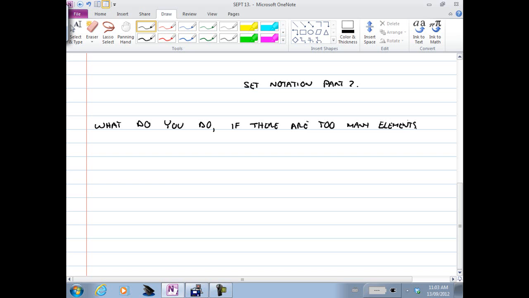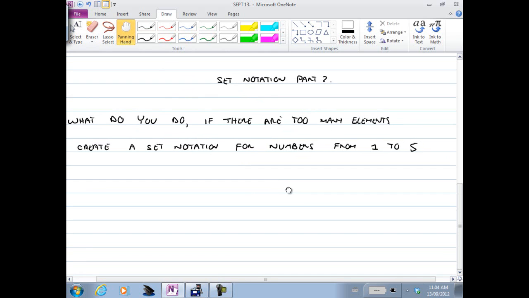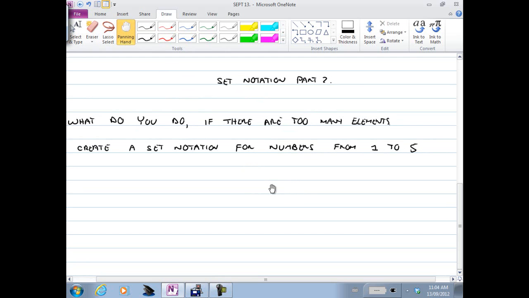For example, create a set notation. Notice I'm using set notation. I'm not asking for a Venn diagram anymore. Create a set notation for numbers from 1 to 5. That's what we did yesterday. We're not going to do 1 to 5. Too small. 1 to 50.